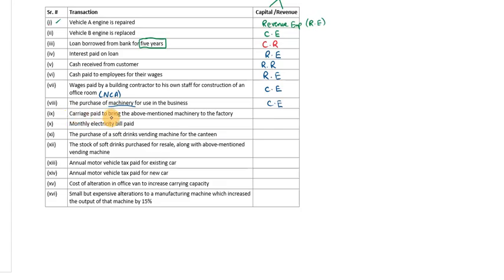The 9th one, carriage paid to bring the above mentioned machinery to the factory. So the carriage inward, which is bringing the machine to the factory, is an expenditure which brings the asset to its place of use. So this cost is also part of the main non-current asset. So this carriage inward cost is also capitalized, and this is capital expenditure.